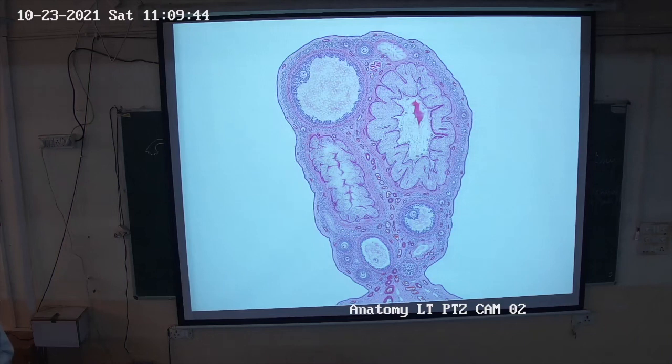The cortex is the main part which has different stages of the ovum, that is primary oocyte.